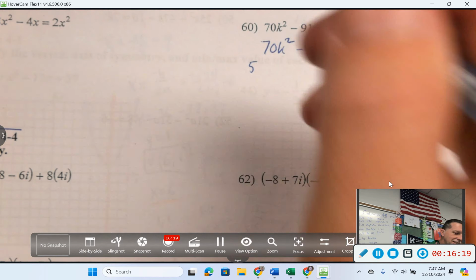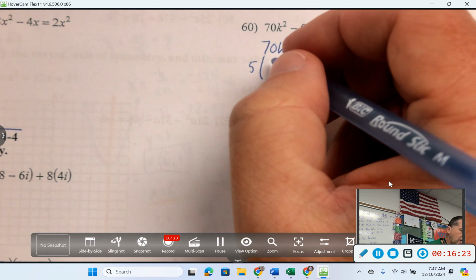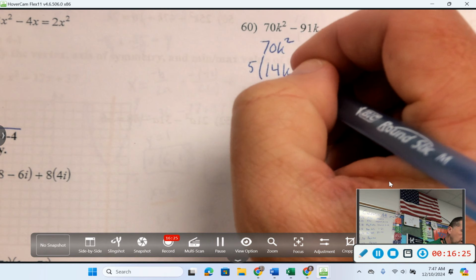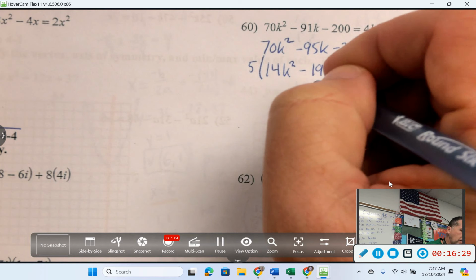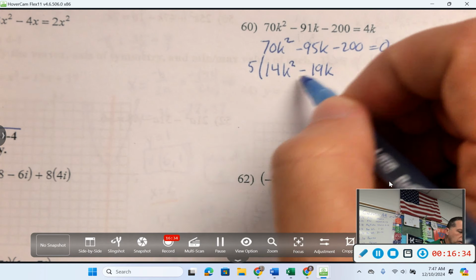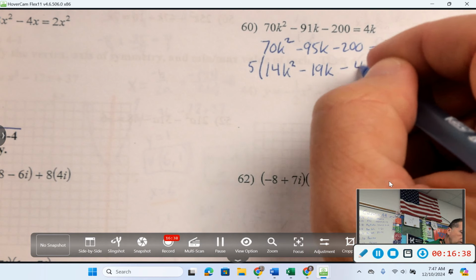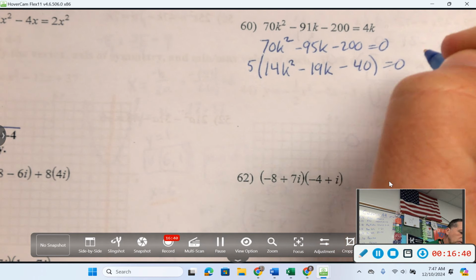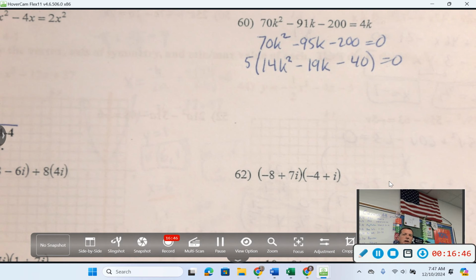Let's see. 70 divided by 5 is 14k squared minus 19k. Well, there goes all my chance of factoring further with the 19 there, or the greatest common factoring anyway. Minus 40 equals 0. And I didn't even need to put the 5 out there because it's an equation. I can divide by 5, it goes away.